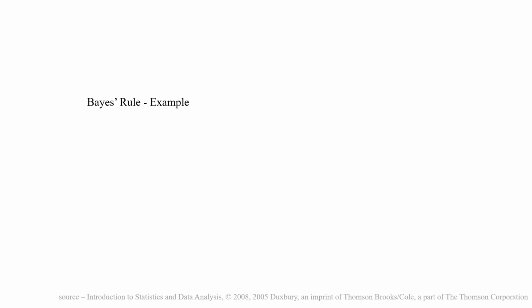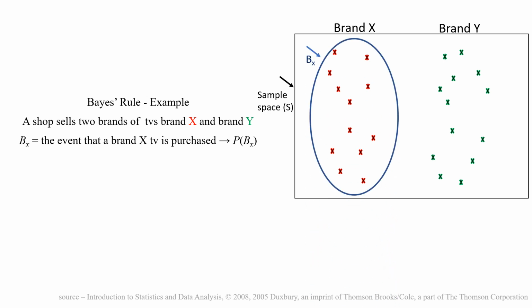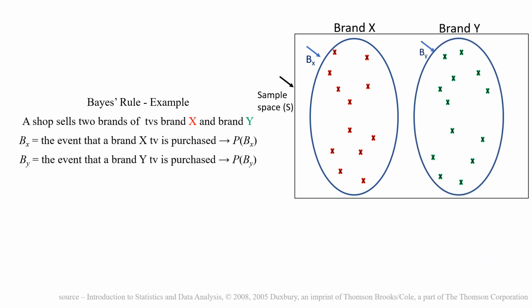Bayes rule. Let's try and understand Bayes rule via the example that we used to understand the law of total probability in the previous video. A shop sells two brands of TVs, brand X and brand Y. Bx is the event that brand X TV is purchased, whose probability is probability of Bx, and By is the event that a brand Y TV is purchased, whose probability is probability of By.